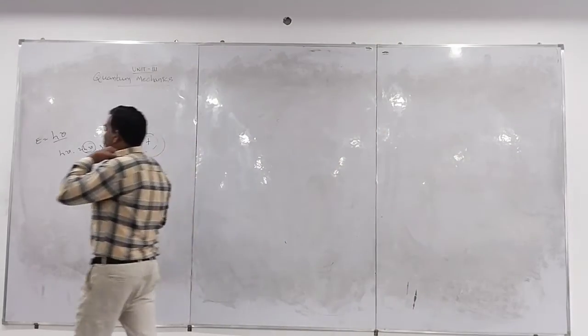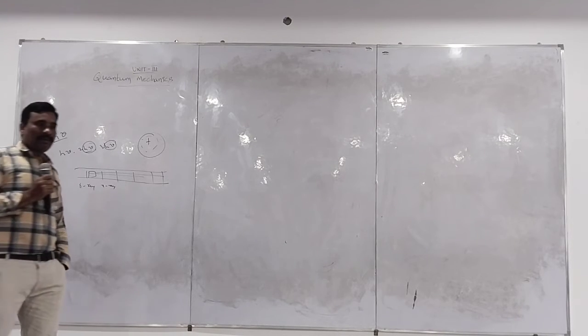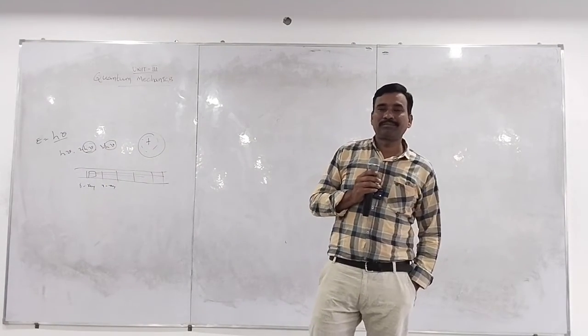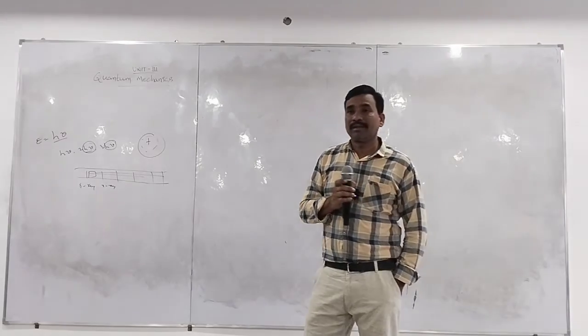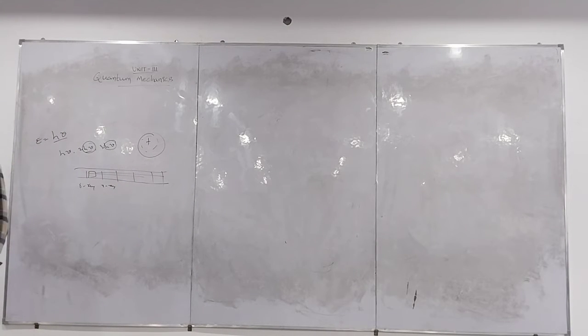Unit 3, chapter 1, quantum mechanics. Introduction: the experimental results on intensity distribution of black body radiation.